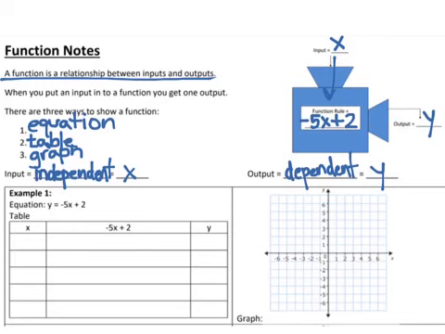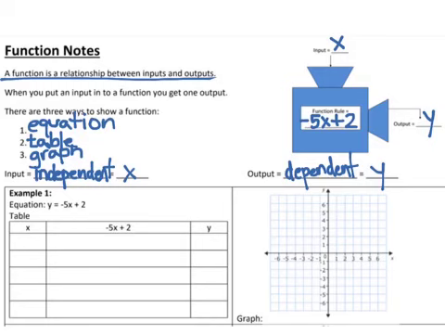A real life example would be like our input, say this is a toaster. If I could draw a toaster, I would. And the input is a piece of bread. So that's a piece of untoasted bread. The output would be the piece of toasted bread. So that's sort of one way to explain it, but basically functions are like machines in that you put something in and you get something out.